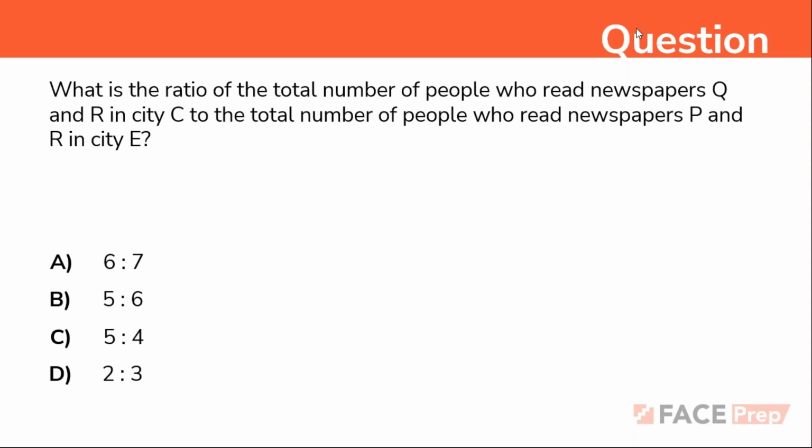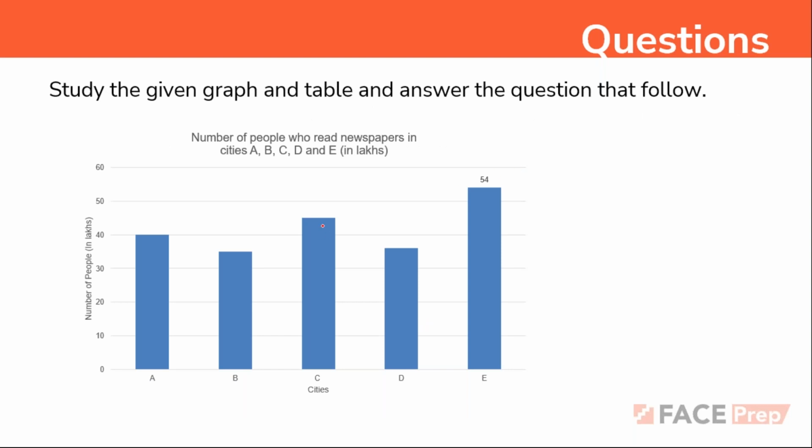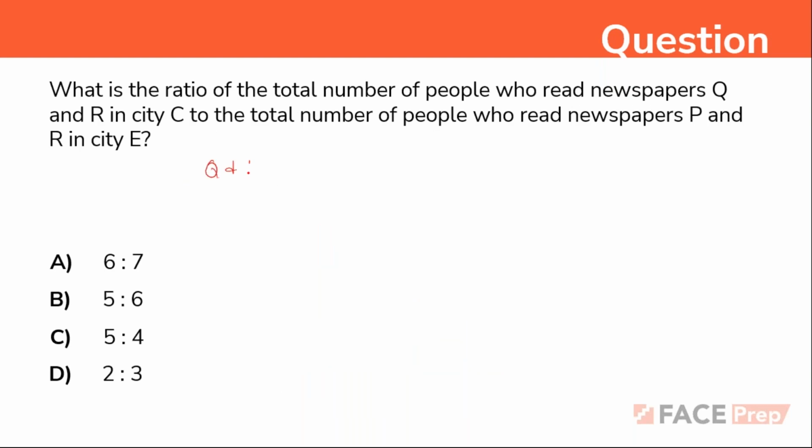Solve it and tell me the answer. What is the ratio of total number of people who read newspapers Q and R in city C? Q and R in city C is 50 percentage of city C, 45 lakhs. That is 50 percentage of 45 lakhs, which is half of it, right? So half of it is 22.5 lakhs.